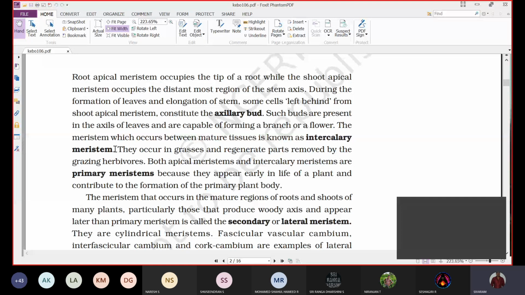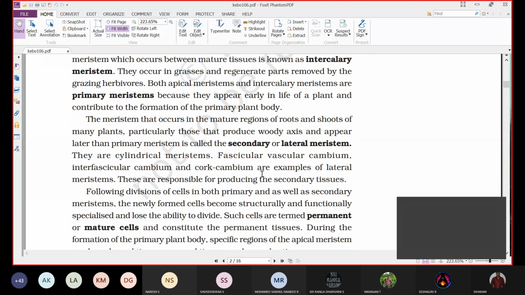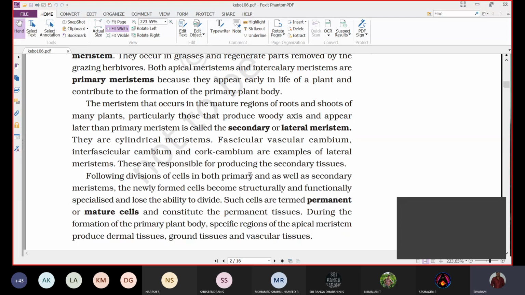Okay, that is okay. And next, the third type of meristem. The meristem that occurs in the mature regions of roots and shoots of many plants, particularly those that produce woody axis and appear later than primary meristem, is called the secondary or lateral meristem.